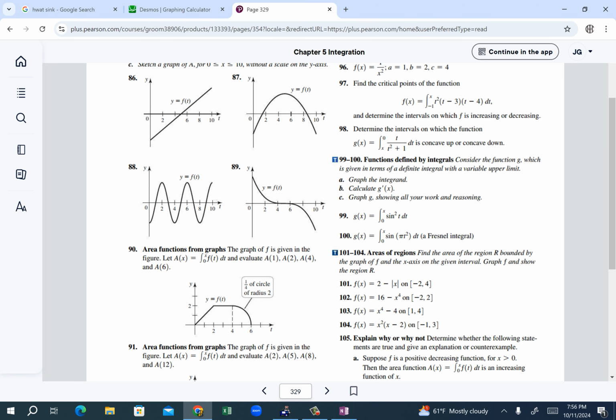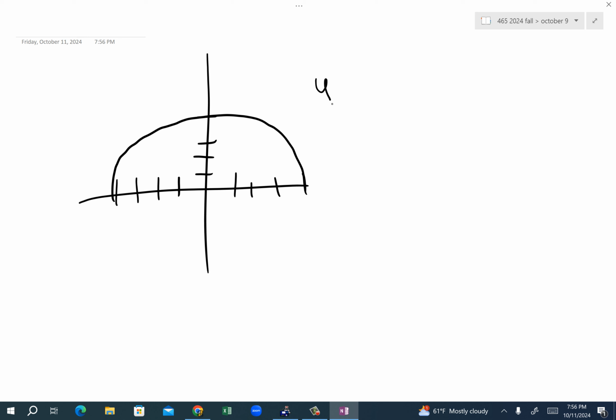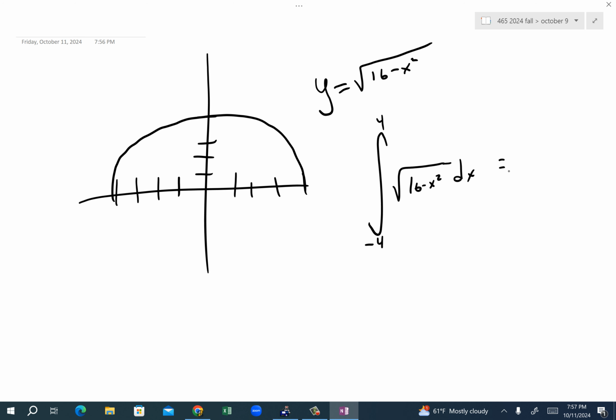There you go. Of course, we mentioned in class last time, this guy here, 1, 2, 3, 4, this is a half circle. That is the equation of a half circle, the square root of 16 minus x squared. I'm telling you right now, if you integrate the square root of 16 minus x squared dx from negative 4 to 4, you had better get pi r squared over 2, so 16 times pi divided by 2. So you should get 8 pi.